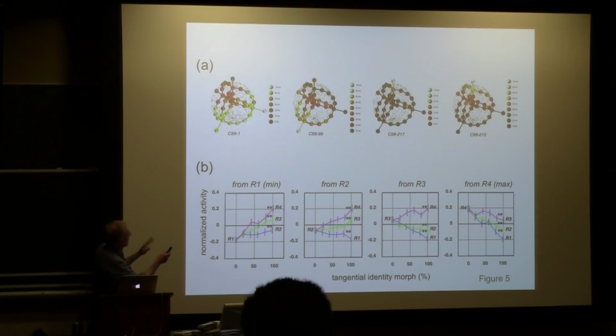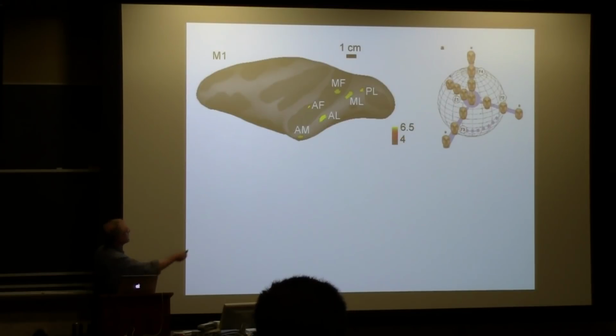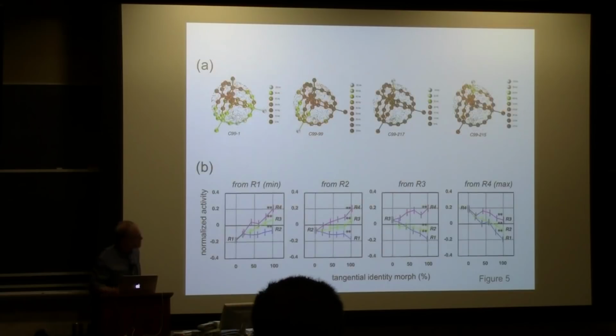This is an example figure for 4 neurons showing tuning of those neurons to faces arranged in this kind of space here, and you can see that the extremes of responses, the highest responses, are indeed away from the central face.